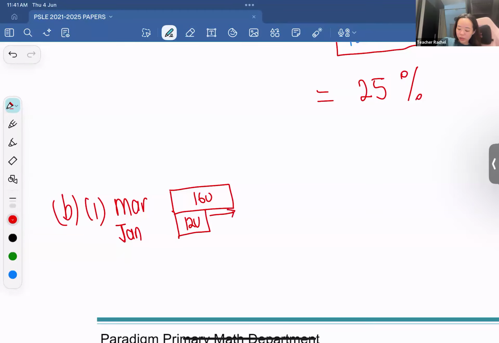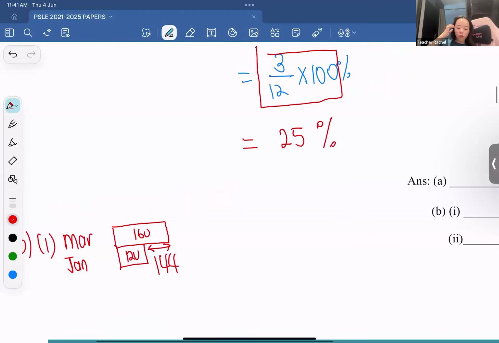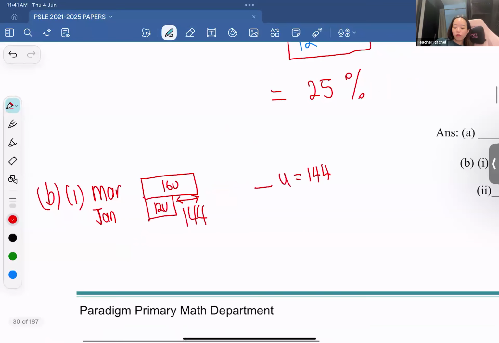And then the difference is what? They gave you that the difference is 144. Correct. Can you tell me 144 is how many units? Can you look at the model? How many units is 144? Okay, very good, Marcus, Franco, Alphas. 4 unit. 4 unit is 144.